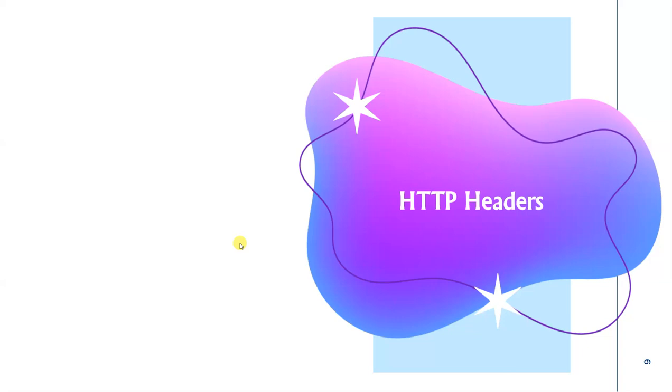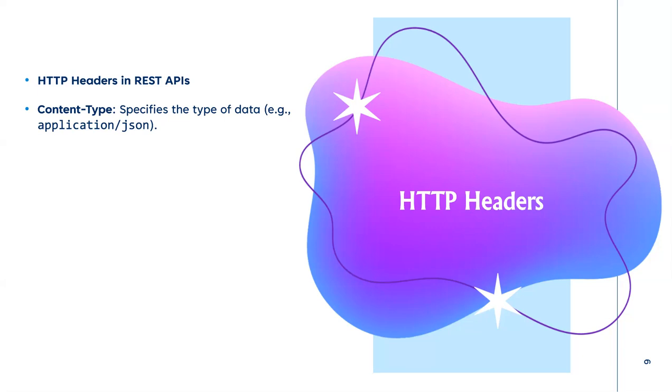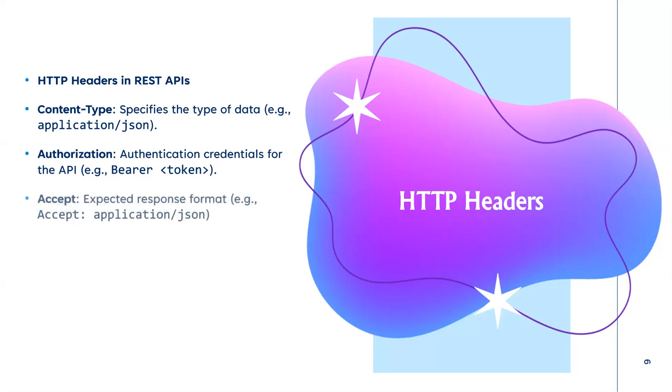Okay, so now let's talk about HTTP headers. Now let's spice things up with HTTP headers. Think of a header as extra detail you provide with your request, like adding instructions to a food order. For instance, Content-Type is like saying, make it spicy. It tells the server what format your data is in, like JSON or XML. Authorization is like showing your ID. It proves you're allowed to access certain information.